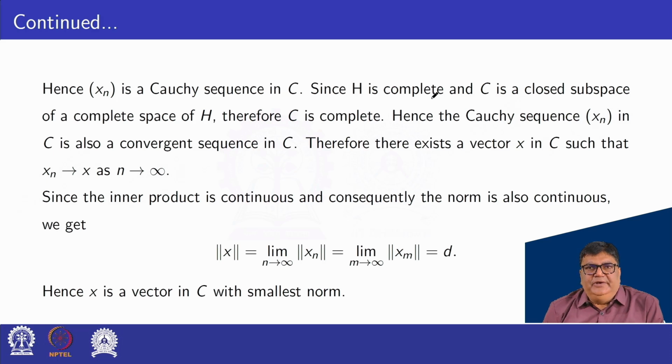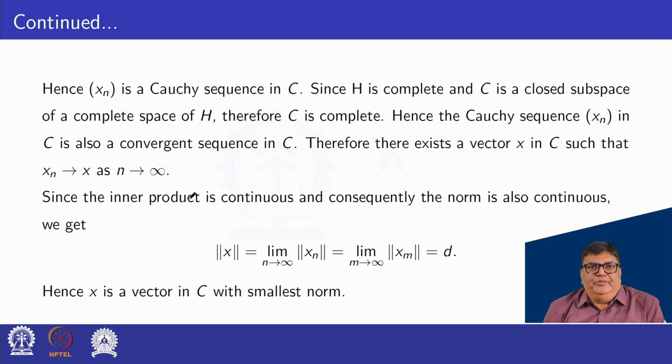Since H is complete and C is a closed subspace of the complete space H, therefore C is complete, because C is a closed subspace in H. Hence the Cauchy sequence x_n in C is also a convergent sequence in C. Therefore, there exists a vector x in C such that x_n converges to x as n tends to infinity.